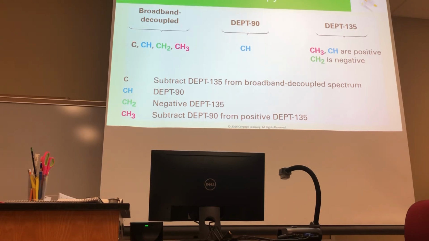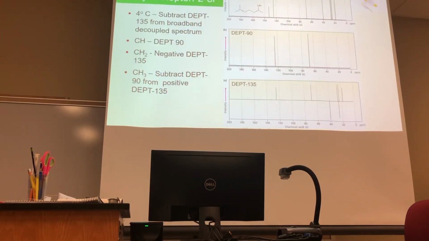So this is pretty much what we're going to do. We can get our CHs from the DEPT90. We'll get our CH3s from the positive DEPT135 because we subtract the CHs off. Our CH2s will be negative. And if we subtract this from this, we'll get our quaternaries that way. So this is pretty much how it looks.